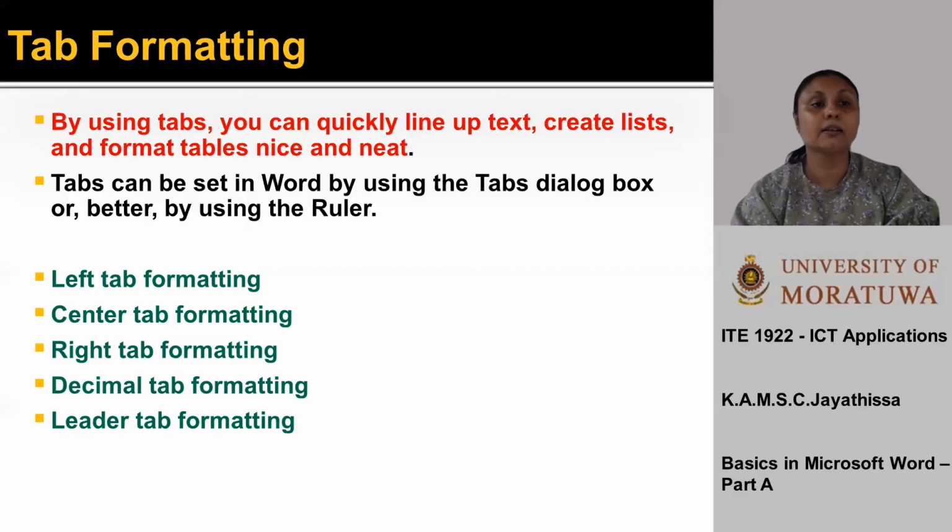Let's move to the tab formatting. Tab is a paragraph formatting feature used to align text. By using tabs, you can quickly line up text, create lists, and format tables nice and neat. Tab can be set in Word by using the tab dialog box or, better, by using the ruler.